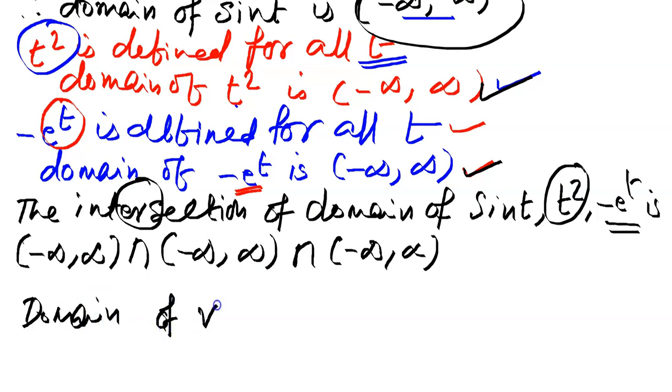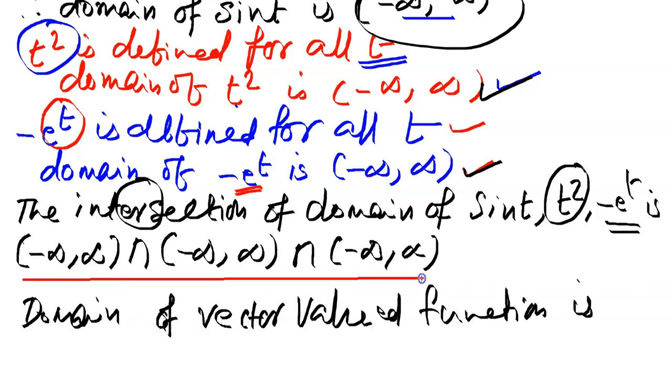Therefore, domain of vector valued function ഇത് മൂന്നിന്റെയും കൂടെ ഇന്റർസെക്ഷൻ ആണ് r of t യുടെ ഡൊമൈൻ. ഫസ്റ്റ് വൺ മൈനസ് ഇൻഫിനിറ്റി ടു ഇൻഫിനിറ്റി, സെക്കൻഡ് വൺ മൈനസ് ഇൻഫിനിറ്റി ടു ഇൻഫിനിറ്റി, തേർഡ് വൺ മൈനസ് ഇൻഫിനിറ്റി ടു ഇൻഫിനിറ്റി. മൂന്ന് ടേമിലും കോമൺ ആയിട്ടുള്ളത് minus infinity to infinity. അതുകൊണ്ട് domain of vector valued function minus infinity to infinity.